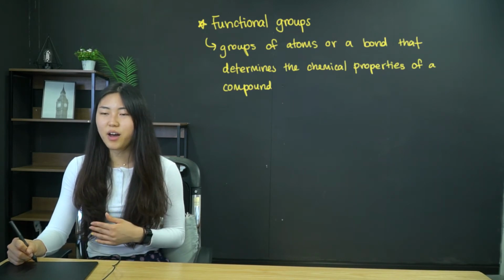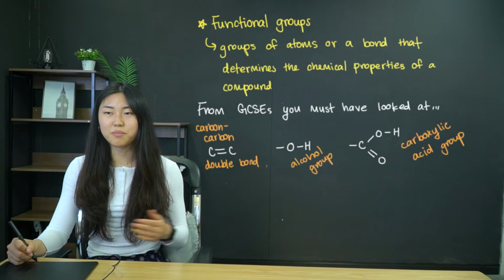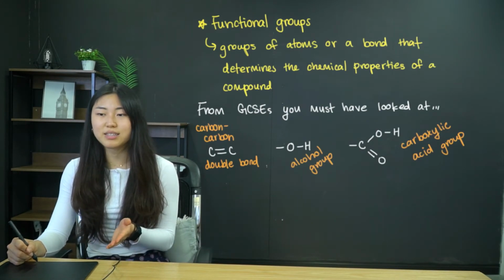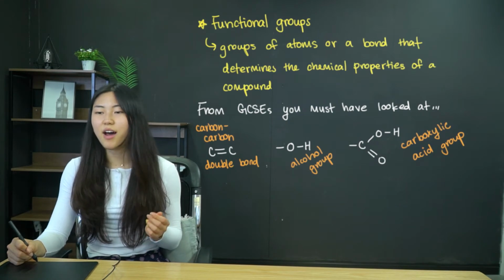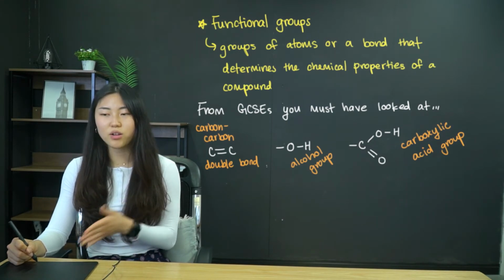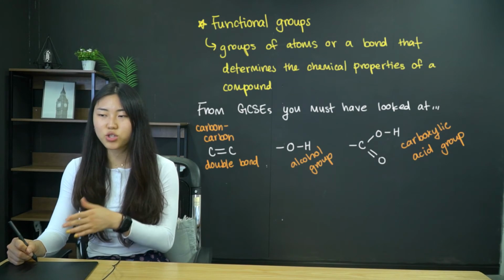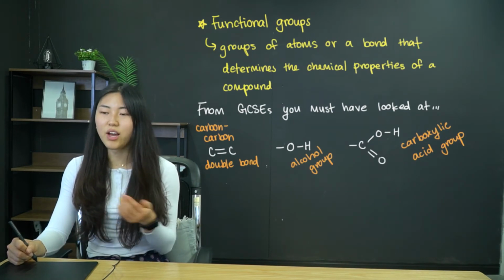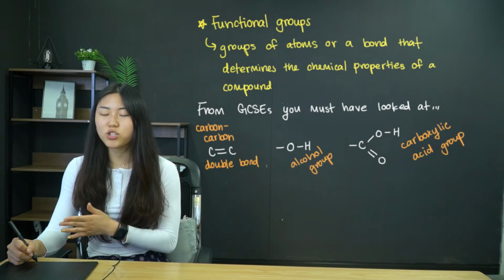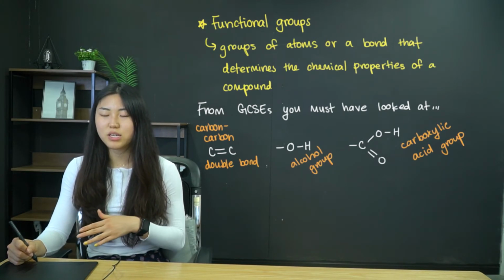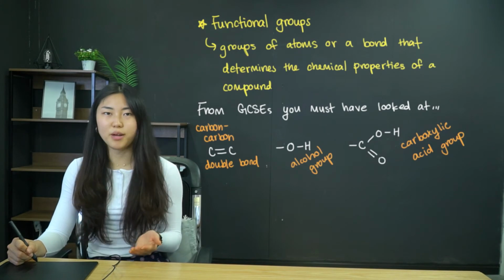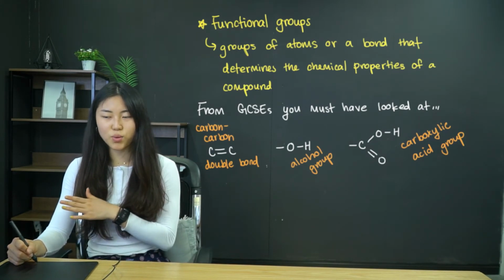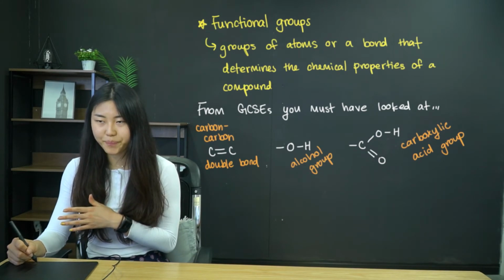Okay, so from GCSEs, you must have looked at some of these functional groups, such as the carbon-carbon double bond in alkenes, that's the homologous series, and the functional group of alcohol, so OH, and the carboxylic acid group's functional group would look like that. A carbon bonded to OH and also bonded to an oxygen with a double bond, okay? So yeah, those are some functional groups that you would have looked at before.